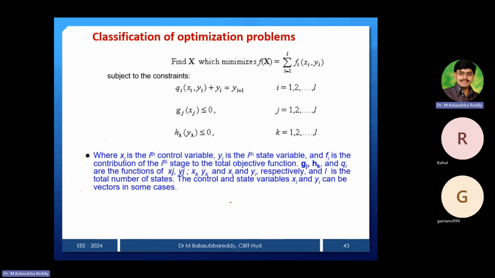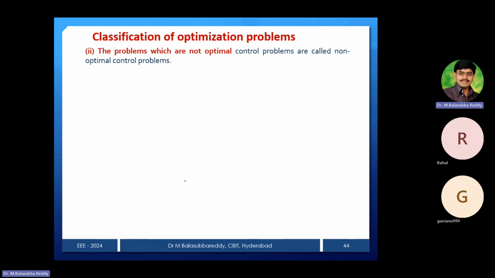And we can see how the objective function can be different, and you can make use of the equality constraint and inequality constraint. All these things we can make use of. The problem which is not an optimal control problem is called non-optimal control. Two methods I told: one is OC, optimal control, another one is non-optimal control. If the problem is not an optimal control problem, then we can say it is non-optimal control.